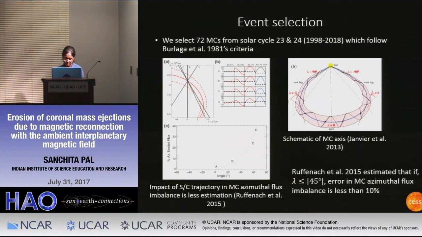Studies have already found that if the lambda angle is less than 45 degrees, then the magnetic cloud azimuthal flux imbalance will be less than 10%. For all the events we have considered here, lambda is less than or equal to 45 degrees, which maintains this criterion.